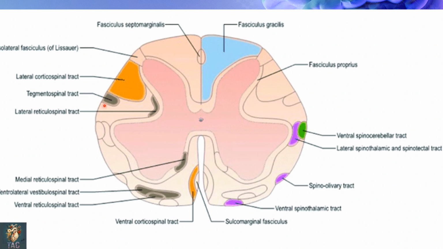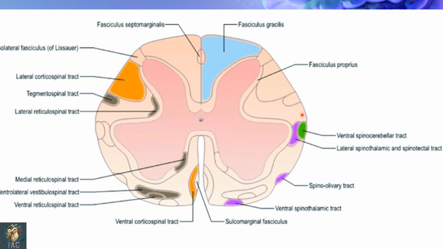So here you can see the descending tracts, that is the lateral corticospinal tract and the ventral corticospinal tract, then the descending tracts from the brainstem, that is the tegmentospinal tract, the lateral reticulospinal tract, this one is the medial reticulospinal tract, then the ventrolateral and the ventral reticulospinal tracts. Here you can see the ventral corticospinal tract. Then the ascending tract is the fasciculus gracilis. Then we have the fasciculus proprius.